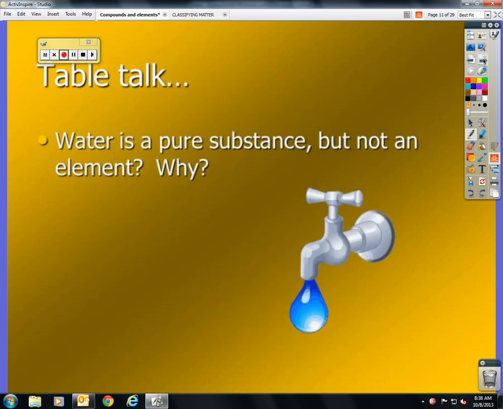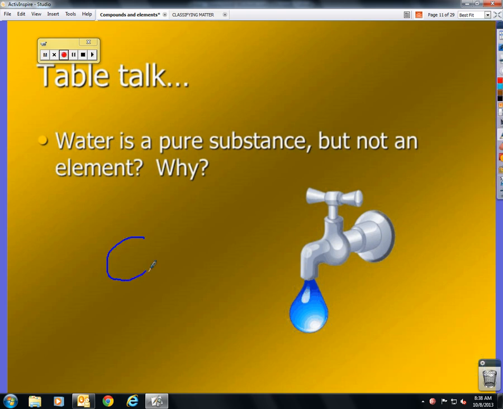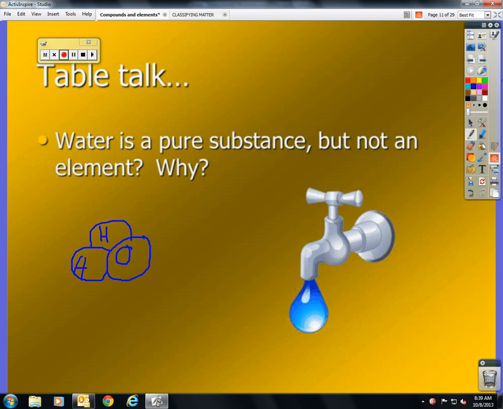It says, why is water a pure substance, but it's not an element? And the reason is, if we were to look inside water, we would see oxygen and 2 hydrogen. Nice drawing. And every single molecule would look the same. Remember, a pure substance is when everything inside it looks the same.